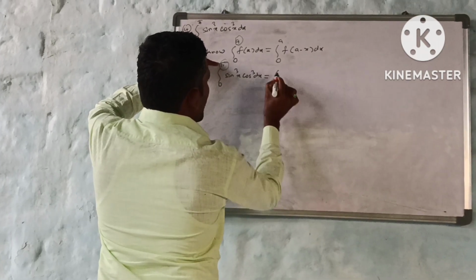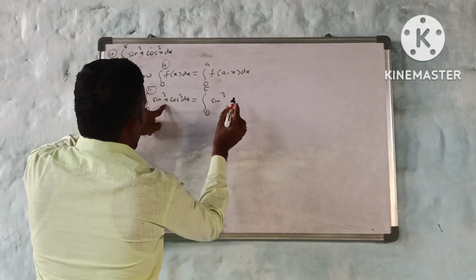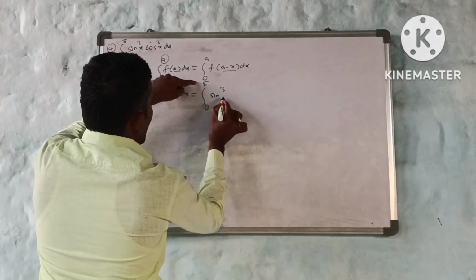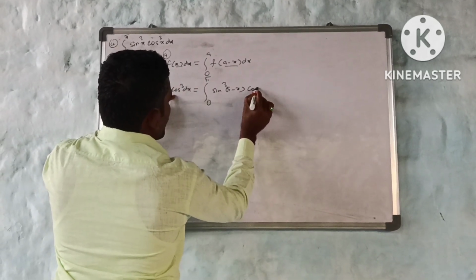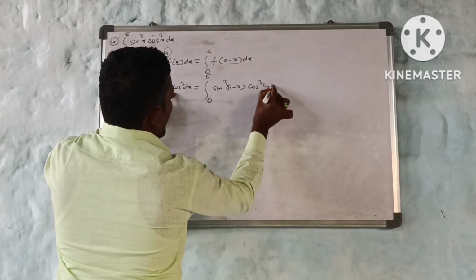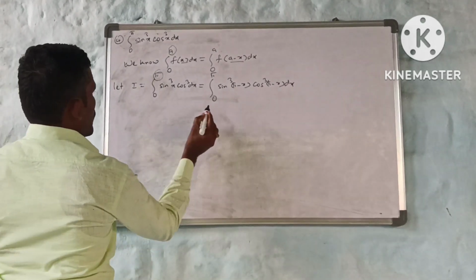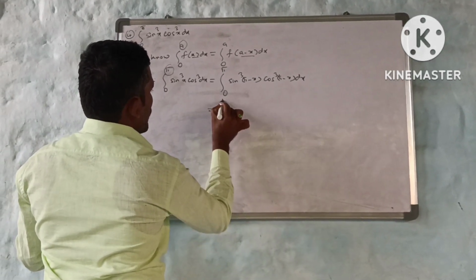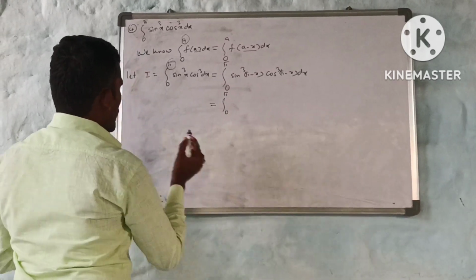Then what we get here is integration 0 to pi of sin cube, and in place of x we have to substitute a minus x, and a is pi here, so pi minus x. Next cos cube of pi minus x dx. So this equals, 0 to pi is the same here, and sin of pi minus theta, so that is what here.